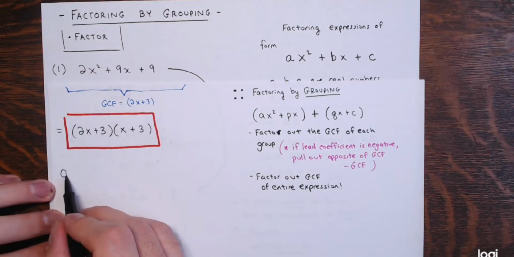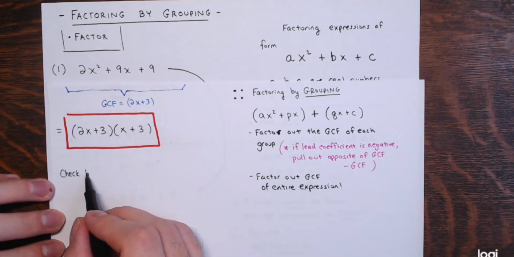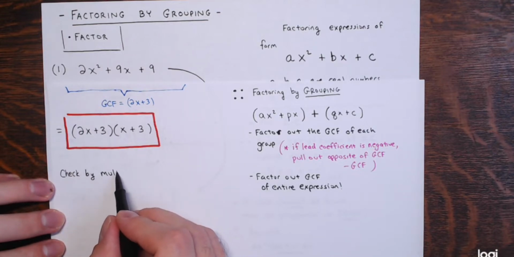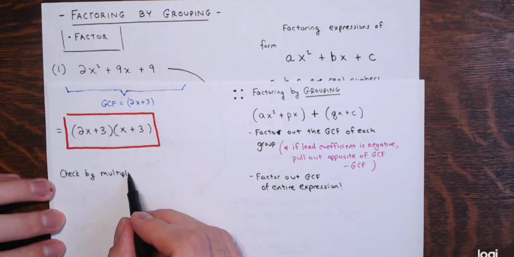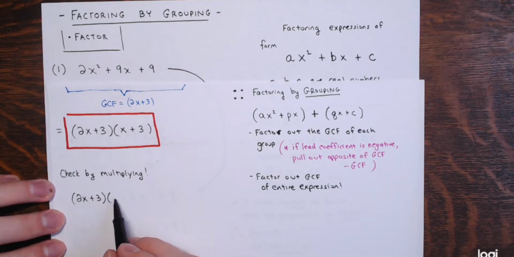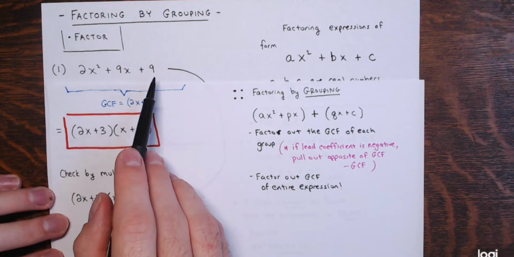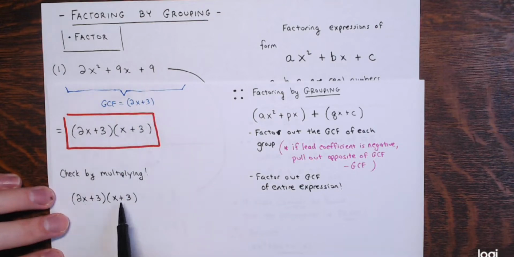And don't forget to check. Now I'll show you a couple ways to check. One is you check by multiplying. You check factoring by multiplying. So you take what we got at the end there, 2x plus 3, multiply it by the quantity x plus 3, and hopefully I get the original expression back. So remember how to multiply polynomials. You take every term from one and distribute it to every term from the other one. You can only multiply two factors at a time.